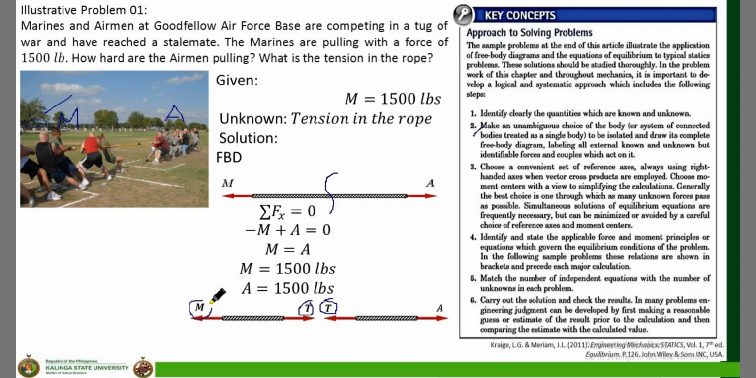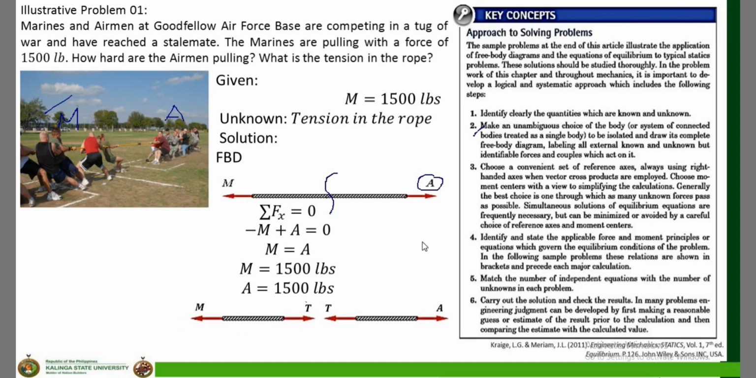The force coming from the Marines counteracts the tension in the rope, and the force coming from the airmen counteracts the tension as well. So, given this free body diagram, we can solve for the value of T, since it is the unknown.